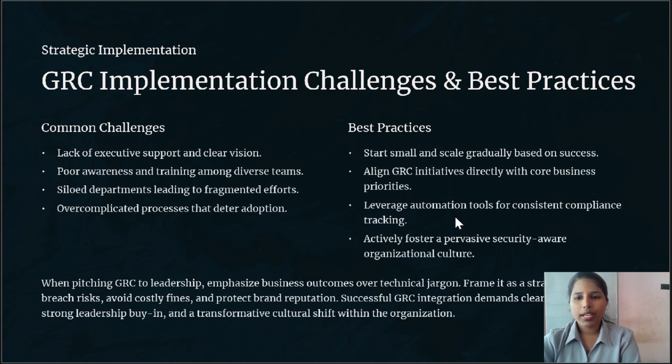Now the best practices. First, start small and scale gradually based on success. If anybody says we can't do GRC, just start in a small area and scale, and they will see success there, so they will automatically move to GRC fully. Next, align GRC initiatives directly with core business priorities and leverage automation tools for consistent compliance and tracking. And last, actively foster a pervasive, security-aware organization.